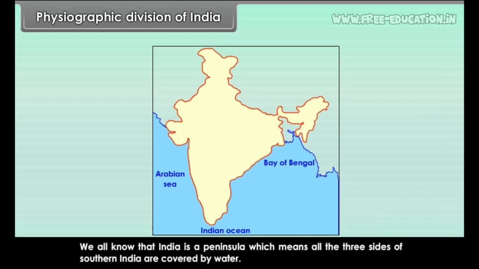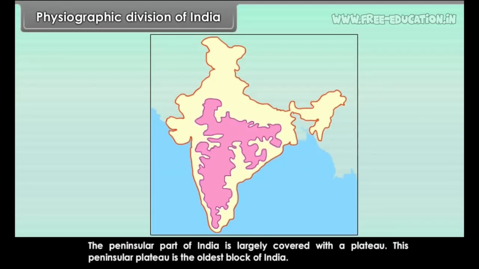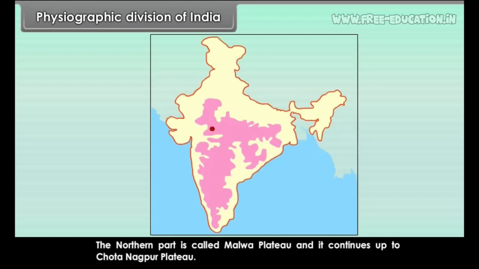We all know that India is a peninsula, which means all the three sides of southern India are covered by water. The peninsular part of India is largely covered with a plateau. This peninsular plateau is the oldest block of India. The northern part is called Malwa Plateau and it continues up to Chota Nagpur Plateau.